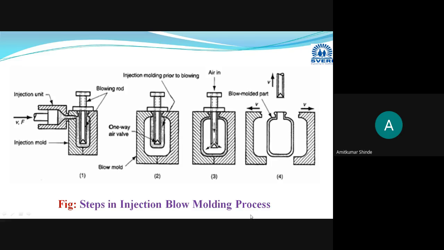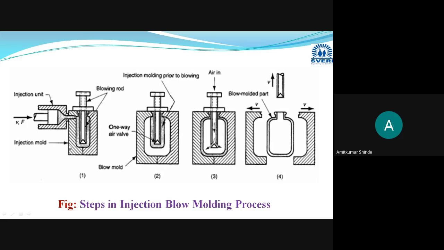Now in this injection blow molding process, whichever parison we are using for the blowing operation, initially that is prepared by using the injection molding process. Okay, initially we are preparing that parison by using the injection molding process. And this process is conducted with the help of a mold cavity, to give the available plastic material the shape of that parison or that hollow tube.